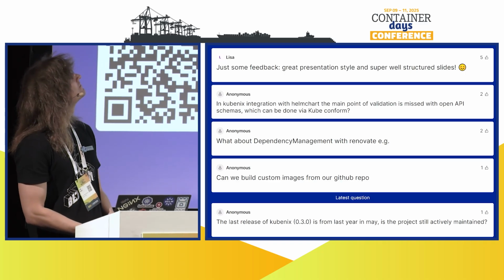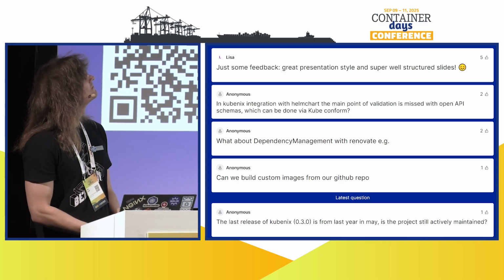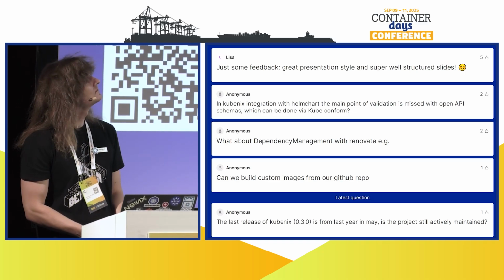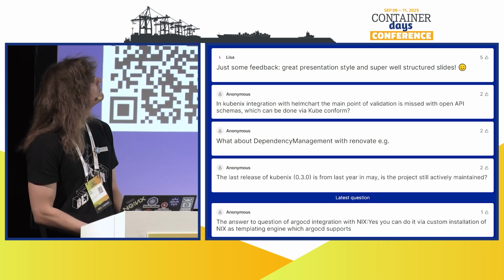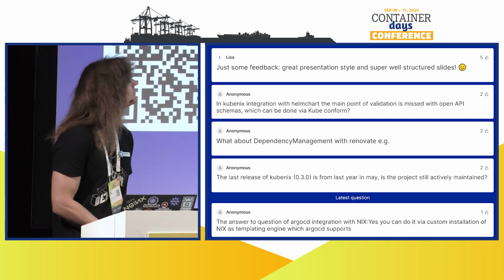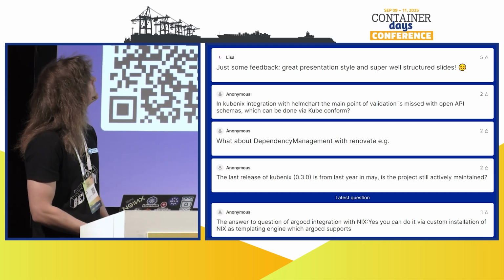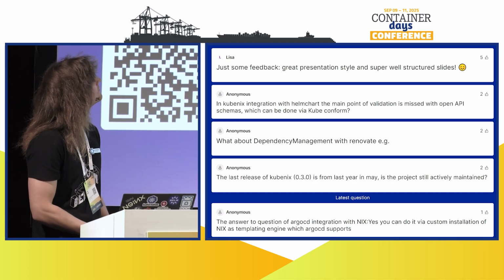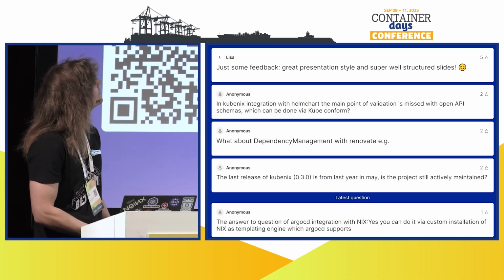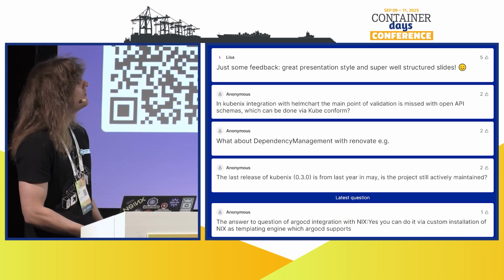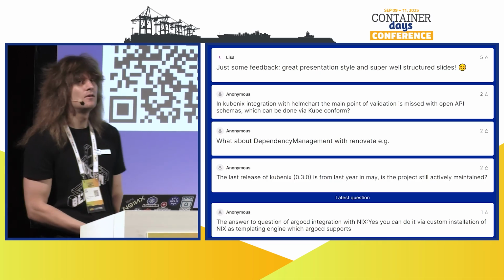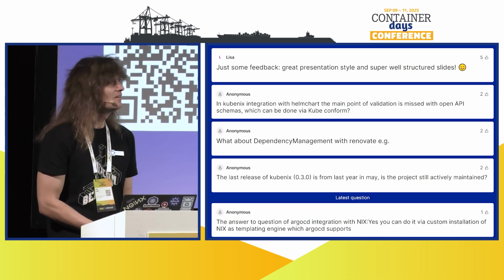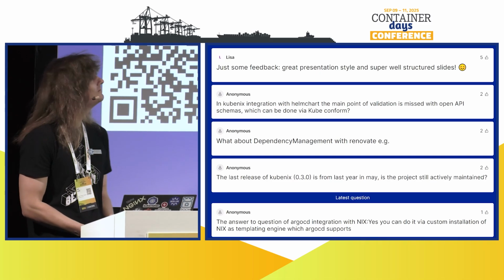Wonderful. So still 4 minutes for questions. We're really good. In Kubenix integration with Helm chart, the main point of validation is missed with OpenAPI schemas, which can be done via kubeconform? I'm not really 100% sure. I see you neither. Maybe this person could come by later and directly discuss with Arik. That might be a bit easier then.